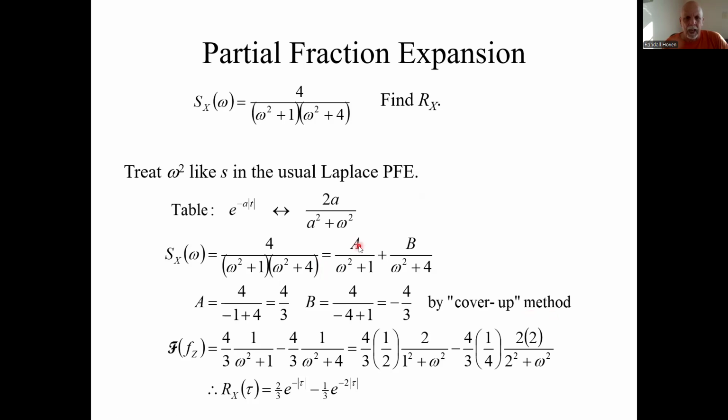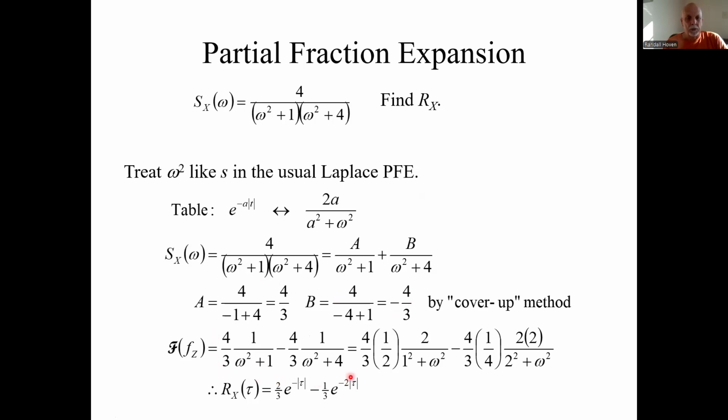So find A, that's omega squared plus 1. We cover up that term and replace this omega squared with whatever makes it 0, which would be minus 1. So we have 4 over minus 1 plus 4. That's 4/3. And B, we cover up this term, omega squared plus 4, and replace this omega squared with minus 4. So we have 4 over minus 4 plus 1, or minus 4/3.